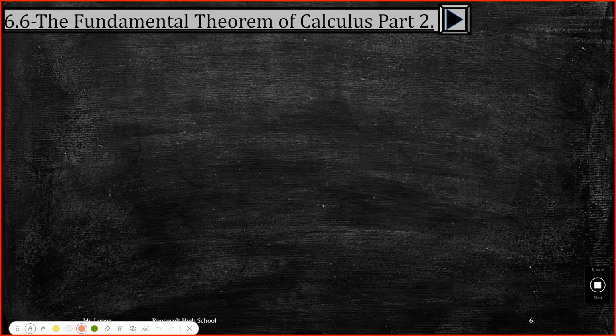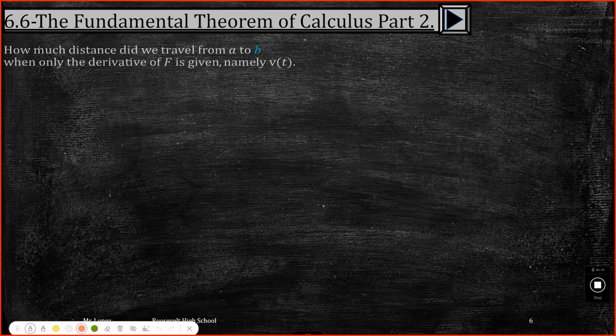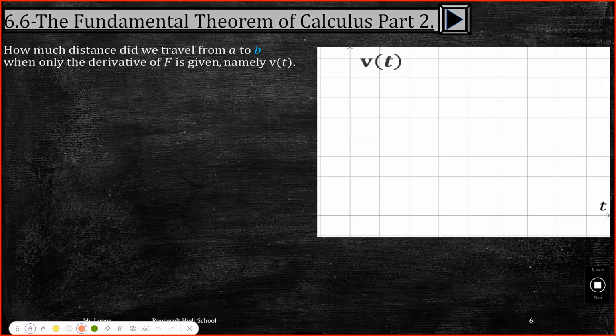So this is like the top of the mountain, where we started coming from derivatives, and we got integrals, and this is where they meet. So the question: how much distance did we travel from A to B when we only know the derivative of f, when we know only the velocity?